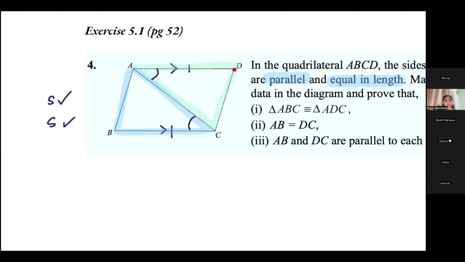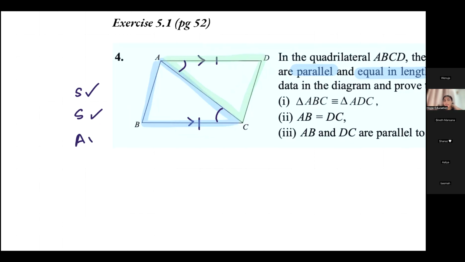If you look at these two angles, they are in the shape of a Z. Those we say alternate angles because of the shape. So there is an angle pair as well. So we can apply the SAS case.